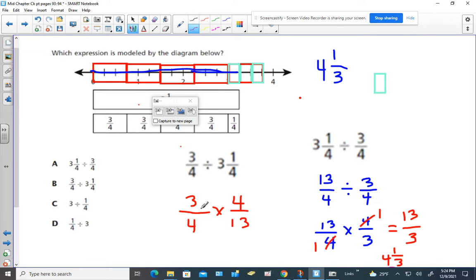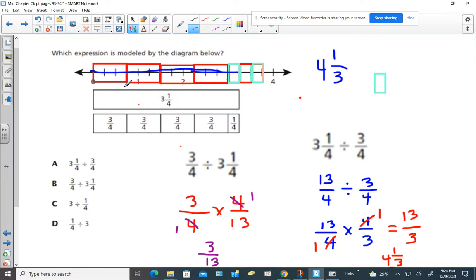Now in this case, we would be dividing here, and we'd be dividing here, and we'd be getting 3/13. Now, is that what this model shows? 3/13, that's a value less than 1. That's not represented in this model. So B is not a choice. That's not one we're going to pick. This model doesn't represent that at all.